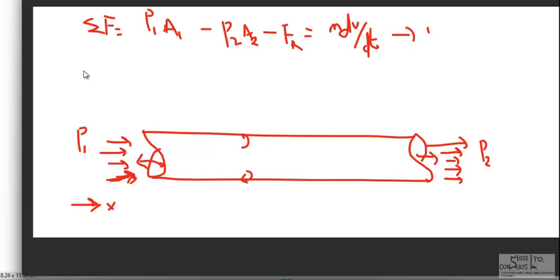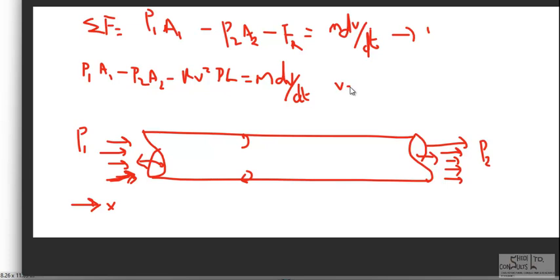Back substituting, you have P1 A1 minus P2 A2 minus K V square P L is equal to M dV/dt. Note that V is the velocity of flow. Assuming the flow is steady state, the dV/dt becomes 0, so acceleration is equal to 0.